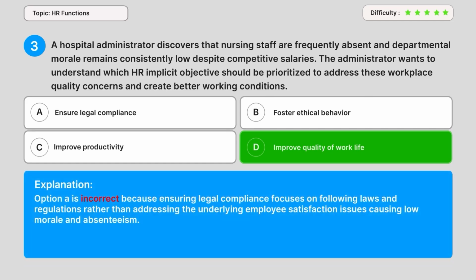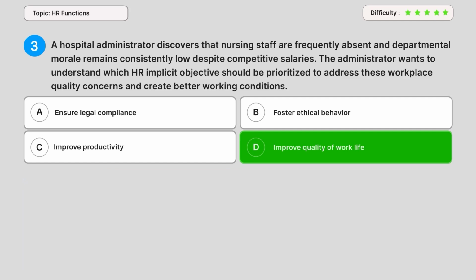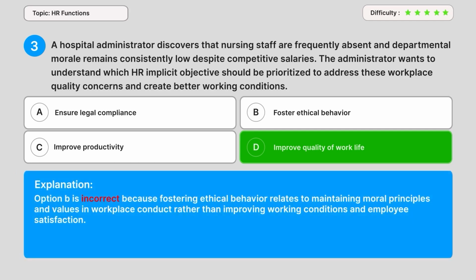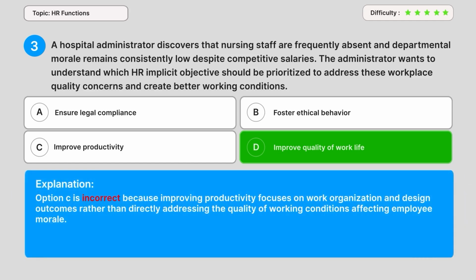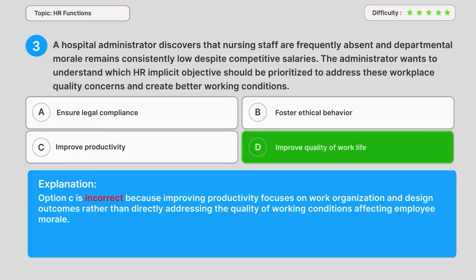Option A is incorrect because ensuring legal compliance focuses on following laws and regulations, rather than addressing the underlying employee satisfaction issues causing low morale and absenteeism. Option B is incorrect because fostering ethical behaviour relates to maintaining moral principles and values in workplace conduct, rather than improving working conditions and employee satisfaction. Option C is incorrect because improving productivity focuses on work organisation and design outcomes rather than directly addressing the quality of working conditions affecting employee morale.